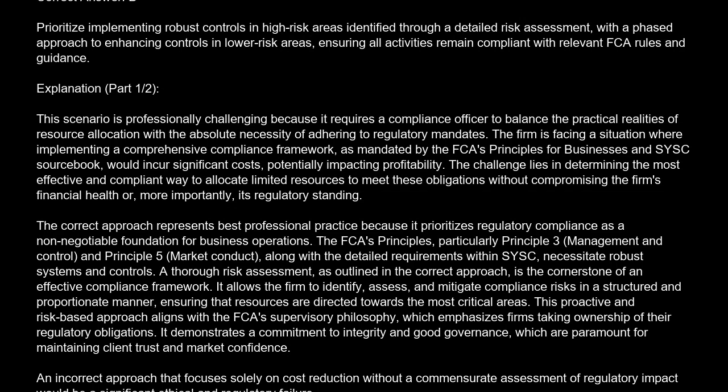The correct answer is B. Prioritize implementing robust controls in high-risk areas identified through a detailed risk assessment, with a phased approach to enhancing controls in low-risk areas, ensuring all activities remain compliant with relevant FCA rules and guidance.